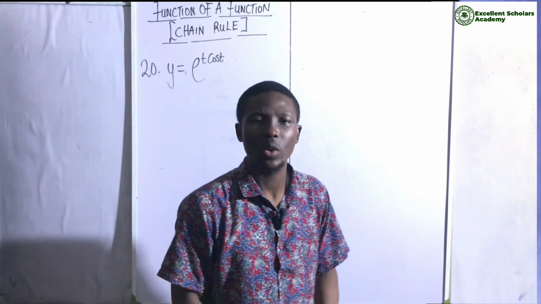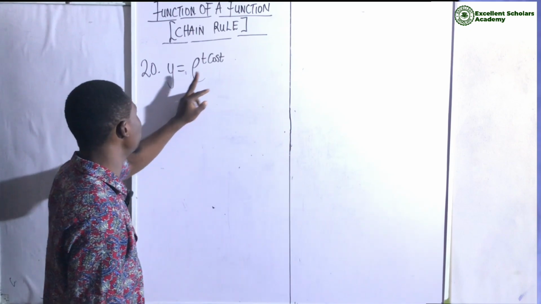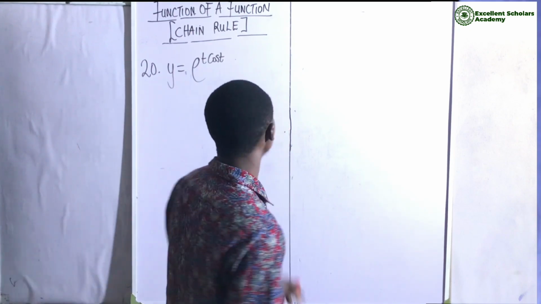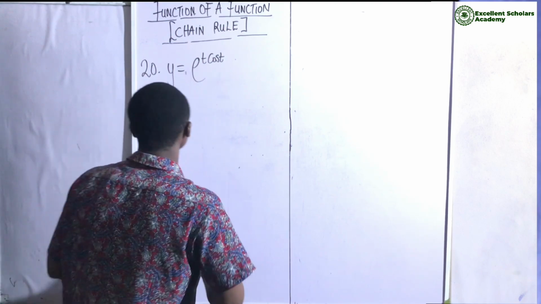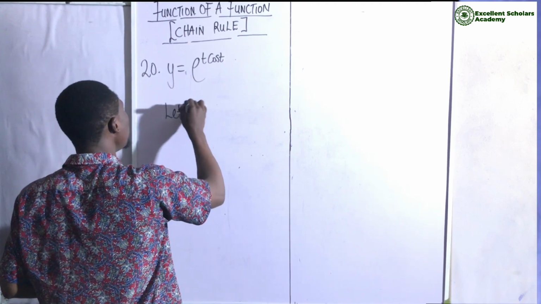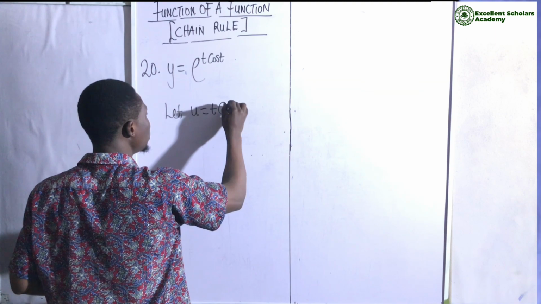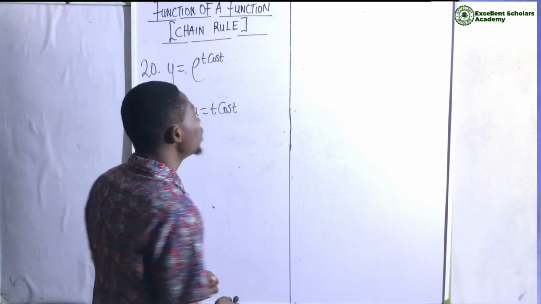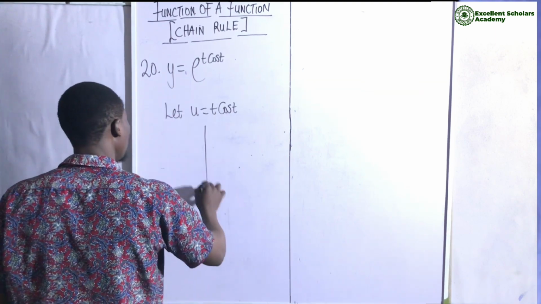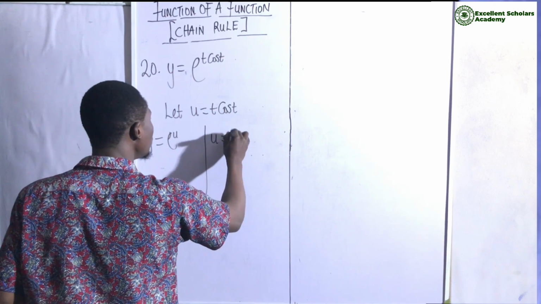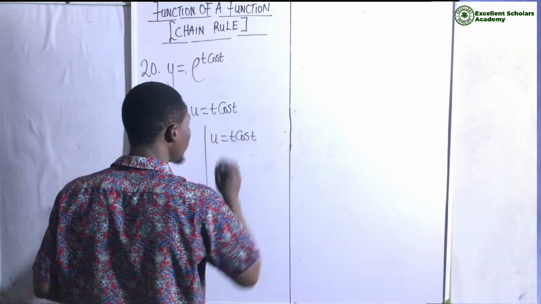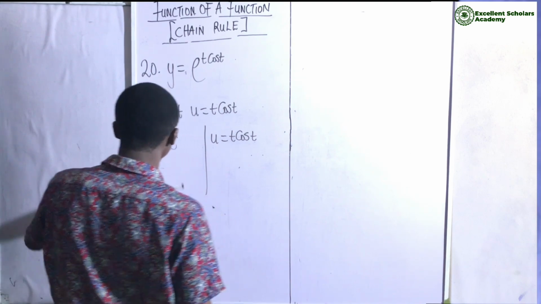So this is the next question we're going to solve. y equals exponential t cos t. Now this is a function inside an exponential function, t cos t. So you are going to say let u be equal to t cos t. So this becomes that you have y equal to exponential u, and then u equal to t cos t.